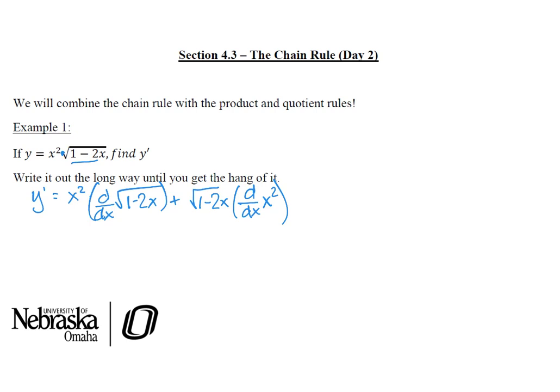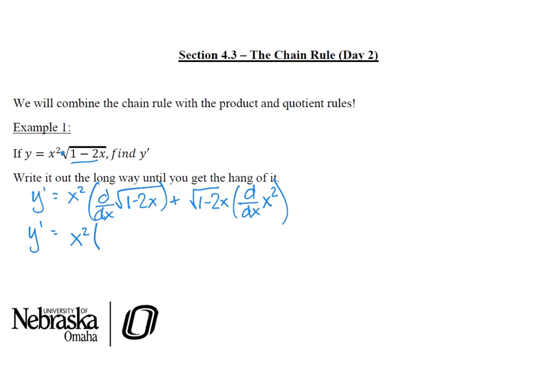Okay, so the first term times the derivative of the second plus the second term times the derivative of the first. Now, we didn't have to apply the chain rule or anything yet with that square root of 1 minus 2x. We're just worrying about the multiplication at this point. So then the next step, we take the derivative here of the square root of 1 minus 2x. So we're going to take the derivative of the outer function.